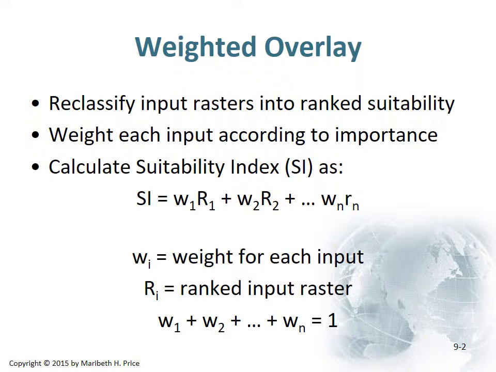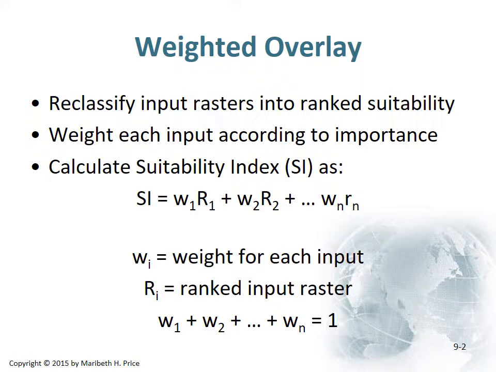One of the techniques that we can apply to Boolean inputs to make them a little bit more flexible is to use a weighted analysis or a weighted overlay. So we can reclassify our inputs into ranked suitability values, weighting the input rasters by what we think their level of importance is for each layer. And the way to do that, in general, we're going to define an equation. Let's calculate a generic suitability index as SI equals W1R1 plus W2R2, etc., etc.